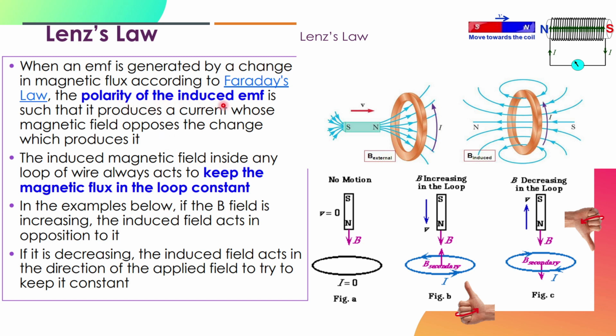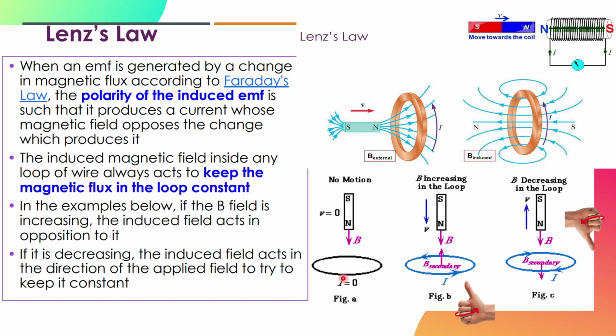Polarity of the induced EMF ni akan terhasil ataupun dia menghasilkan current di mana the direction of current, okay, we need to determine the direction of current where the magnetic field opposes the change which produces it. Okay, you must know that the induced magnetic field inside any loop of wire always acts to keep the magnetic flux in the loop constant.